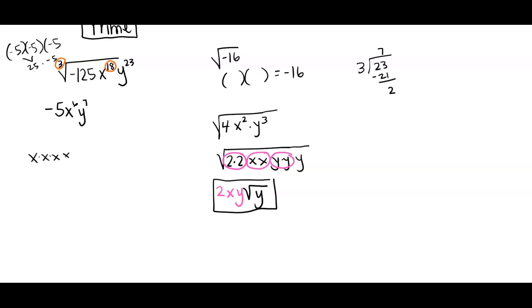I want to think about my division like this, not as a decimal: 3 will divide into 23 7 times. 7 times 3 is 21, so I'm left with 2, that remainder of 2. And that's how many y's are still stuck inside. So I still have a cubed root of y squared, because I need groups of 3, and there's only 2 left there. Okay, that makes sense.